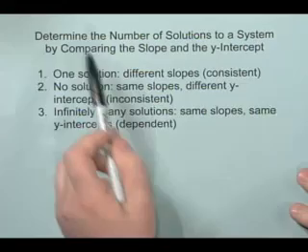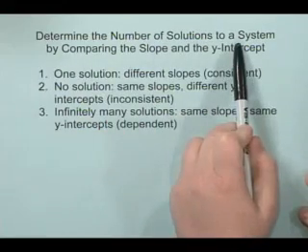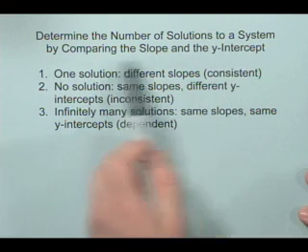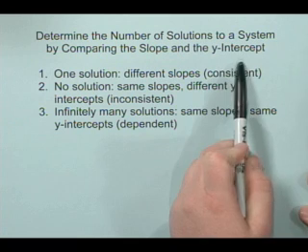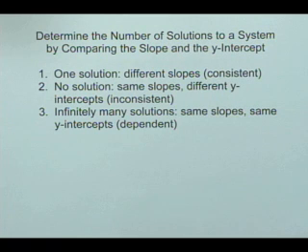We're looking at solutions to systems of equations, and you might ask the question, can I decide just from looking at equations whether or not there is a solution, and if there is a solution, how many? So that's the question we'll look at here. How to determine the number of solutions to a system, and in particular we're going to compare the slope and the y-intercept. So there are three ways this can work out.